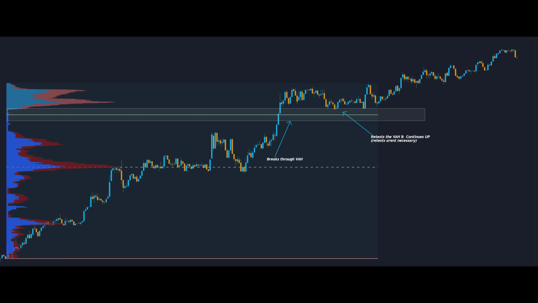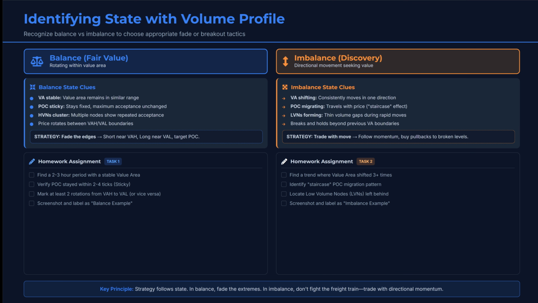A VAH that would normally act as resistance in balance gets broken and left behind as price establishes a new, higher value area. The break is clean, the hold is sustained, and there's no immediate reversion back into the old range. So what's your trading strategy in imbalance?